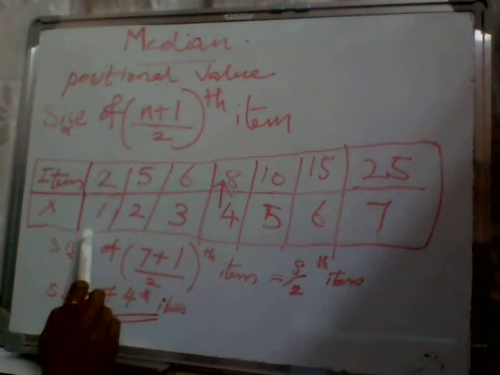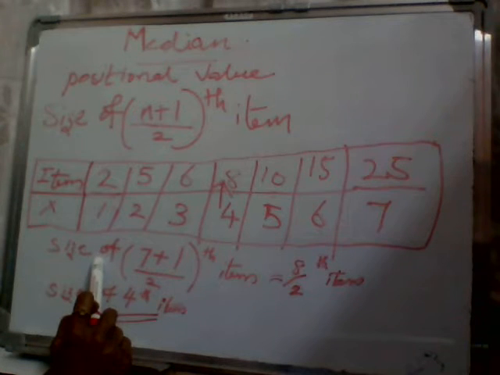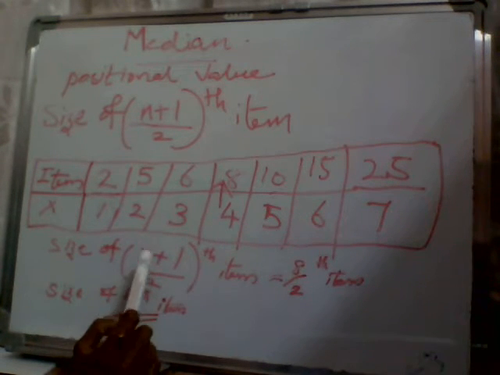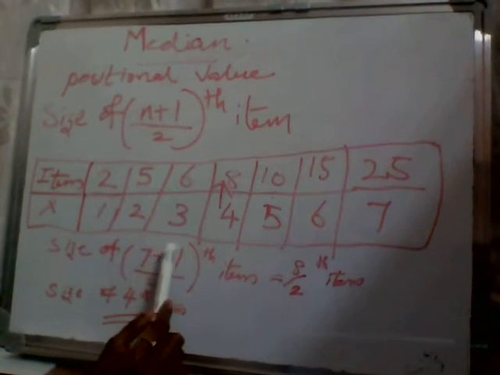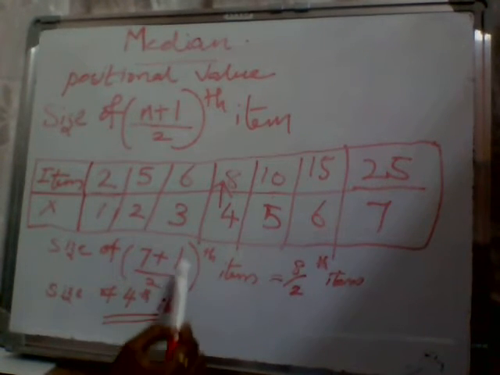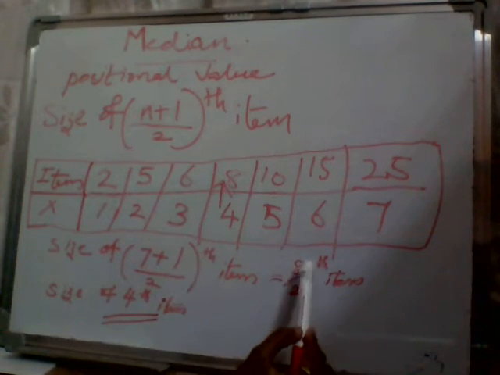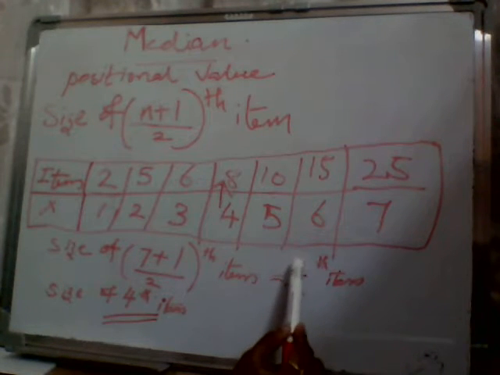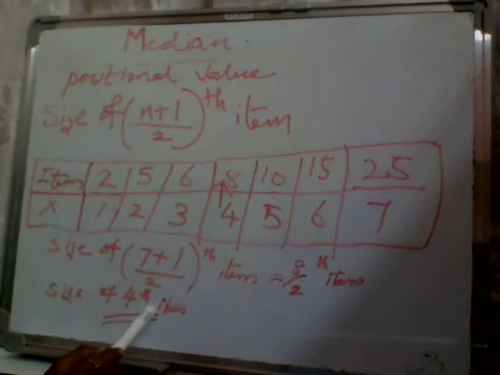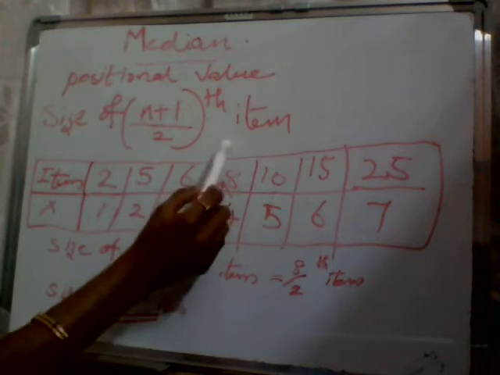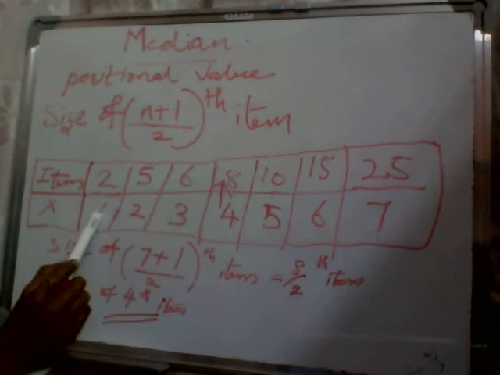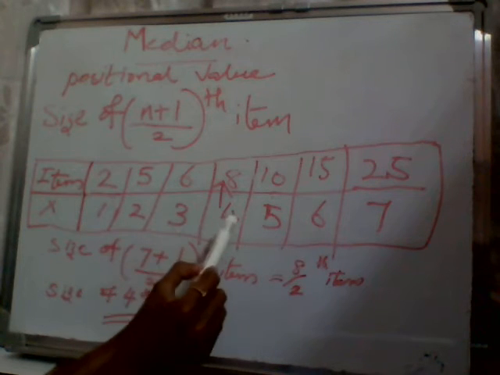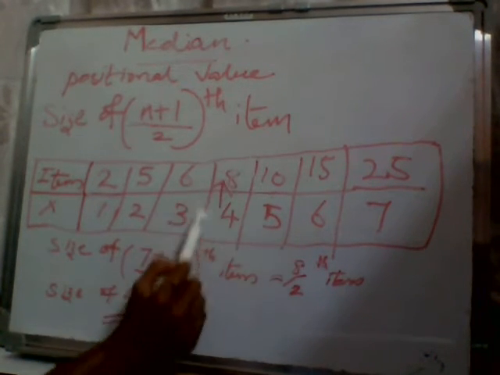Here what is the equation? Size of (n plus 1) divided by 2 th item. How many items are here? 7 items are here. 7 plus 1 divided by 2 means 7 plus 1, what is the value? 8. 8 divided by 2 is 4. Then size of fourth item. We need to find the fourth item from this question. Which one is the fourth item? This is the first, second, third, fourth. Then the fourth item is 8.